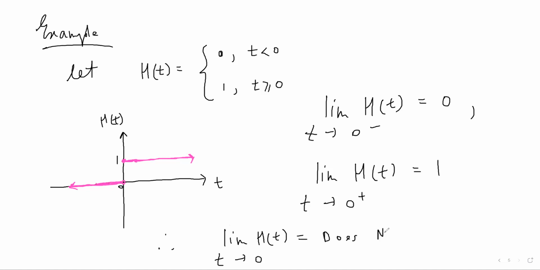The reason for this is because the left-hand limit is different from the right-hand limit of this function. So therefore, the total limit of this function does not exist. You see? It's as simple as that.